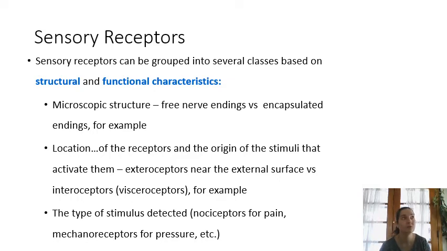Sometimes we refer to these receptors by their location. So whether they're exteroceptors, which would be on the external surface of your body, versus interoceptors or visceroceptors, which are on the inside of your body. And then sometimes we just classify them by the type of stimulus that they detect. So for example, nociceptors detect pain, mechanoreceptors detect pressure, etc.